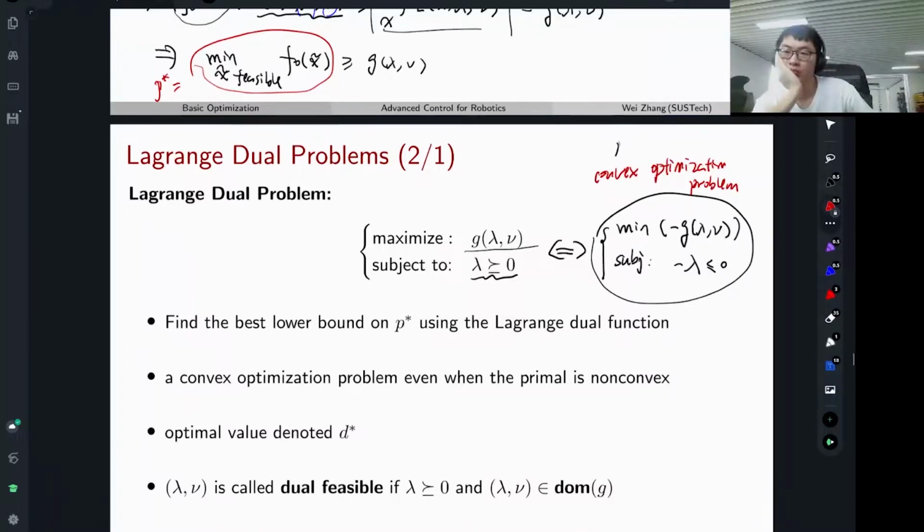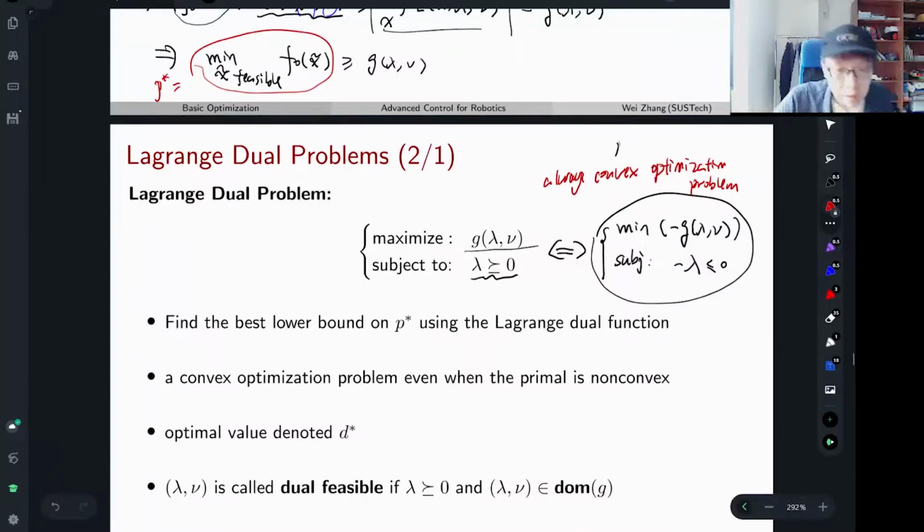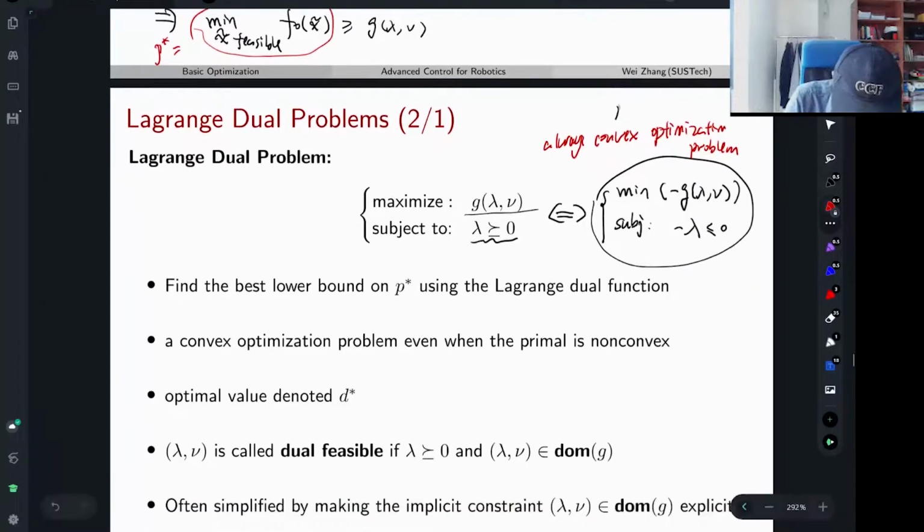The dual problem is always convex. This is always so under no additional condition, right? I don't need to assume the primal to be convex. The dual problem is always a convex optimization problem, regardless of whether the primal is convex or not. So sometimes it's easier to solve the dual problem and then come back to solve the original one. So this is always a convex optimization problem.